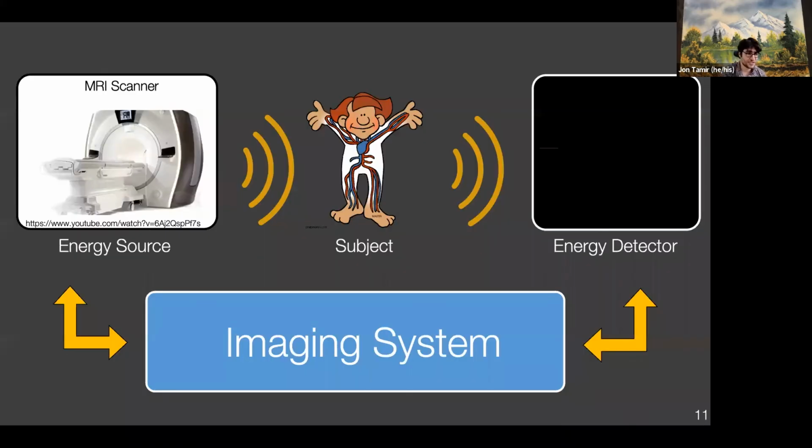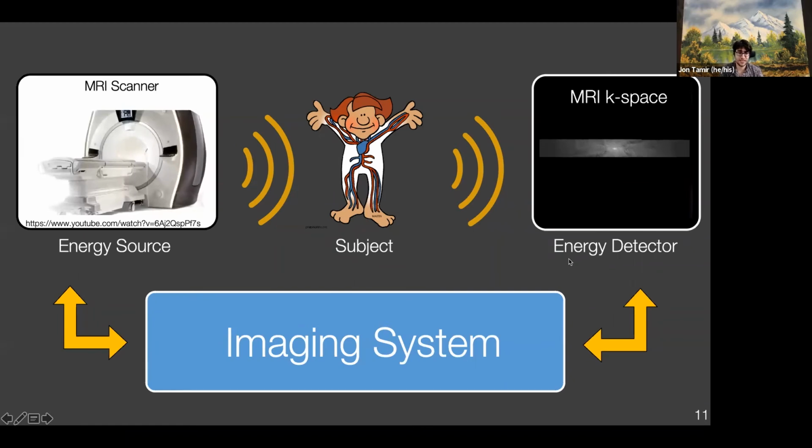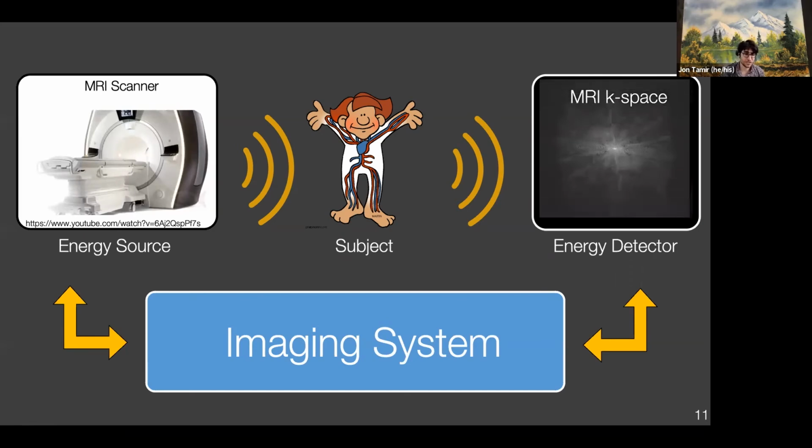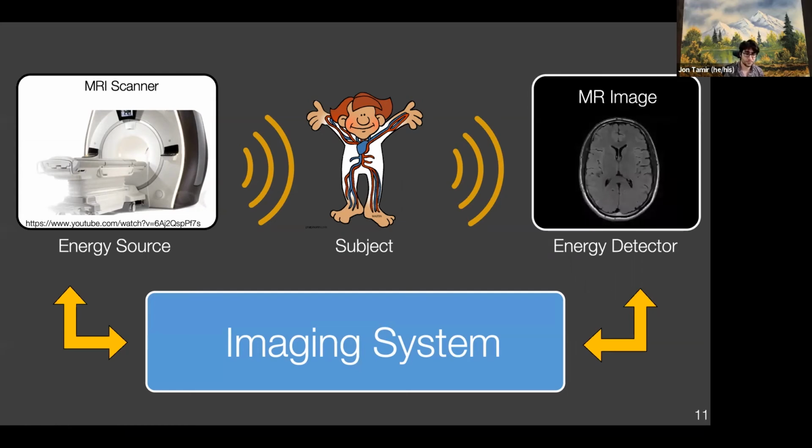So what is an imaging system? Well, an imaging system consists of an energy source that emits something, passes through the subject, and then an energy detector. And in the case of MRI, we're using magnetic field gradients to collect the data in a sequential process. And once we've collected the data, we use the imaging system knowledge, the algorithms, to invert that and turn it into an image. And the MRI system is just the coolest embedded system you could possibly work with.